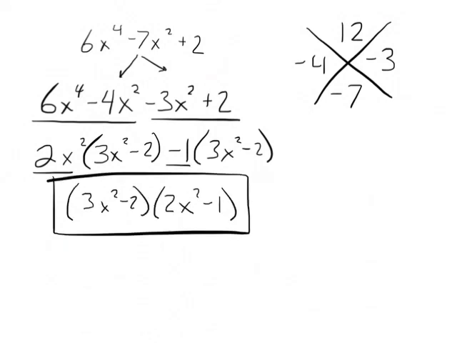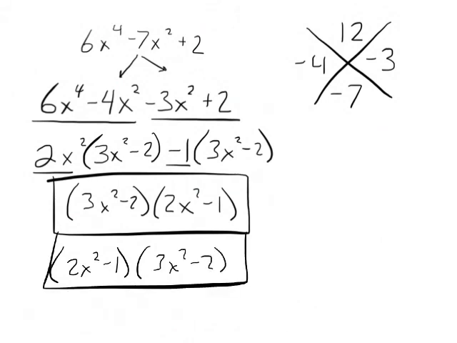The question was asked, does the order matter? Most of the time, to be honest, I usually write the 2x squared minus 1 first. But the reality is it doesn't matter which order you write them in. Either one of those is acceptable.